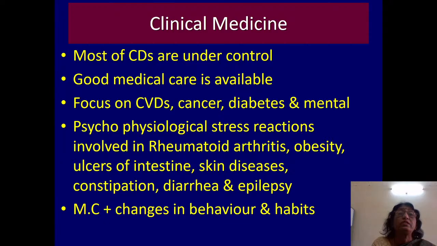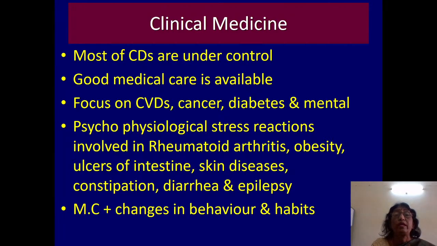Coming to clinical medicine, most of these communicable diseases, communicable disease means, what did I say? Those which can be transmitted from one person to other. I gave the example of COVID-19. COVID-19 is a communicable disease. Except for COVID, most of these communicable diseases are under control. And now our focus is on non-communicable diseases like heart attack, cancers, diabetes, and mental health problem.